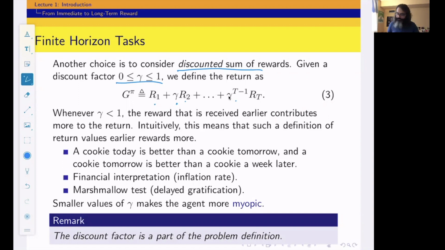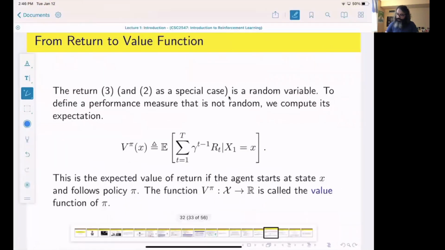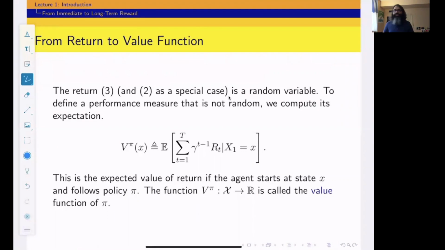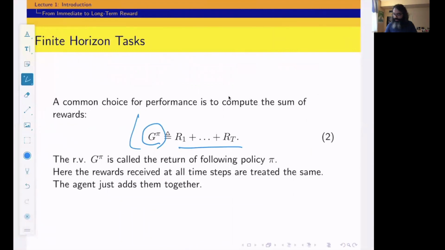Okay, so maybe I should mention that if the discount factor here is equal to 1, we get the same formulation as here, right? This is equal to discount factor equal to 1.